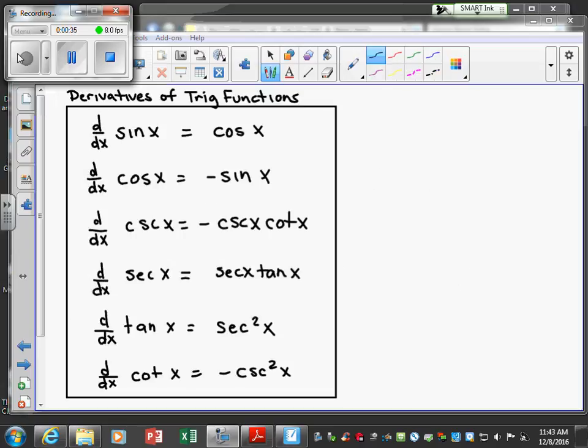Okay, so they're defined here. If you will, just pause it, make sure you have all these down. It may be a good idea to do note cards with all your derivative rules, and especially for these trig functions.